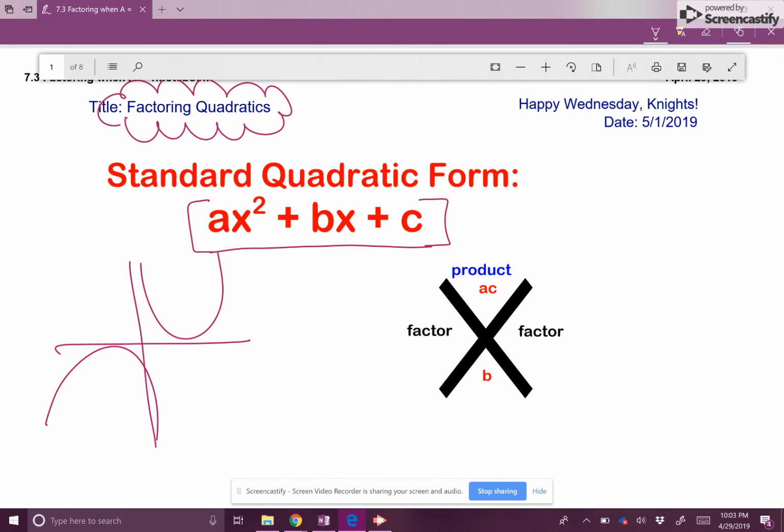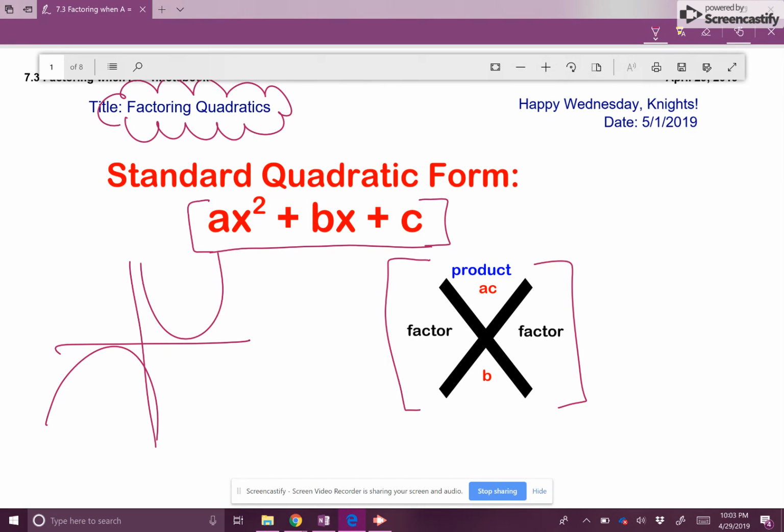And factoring we talked about earlier in the week, but what that is, is figuring out what two quantities, when multiplied together, make this product. A way I'm going to teach you how to factor, or maybe remind you how to factor, is through this X model here. It's basically just an organizational strategy to help you figure out what two factors multiply to make your standard form.